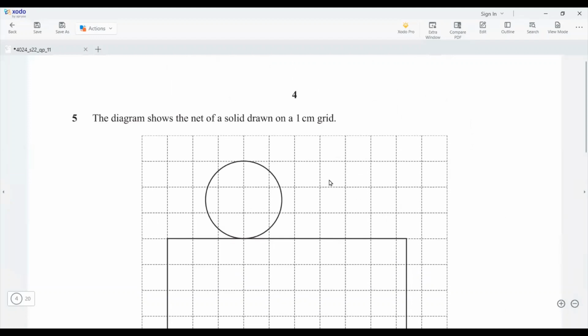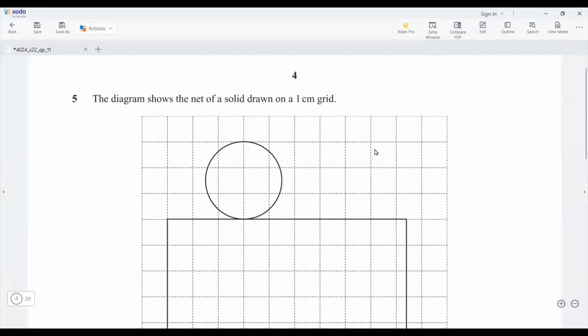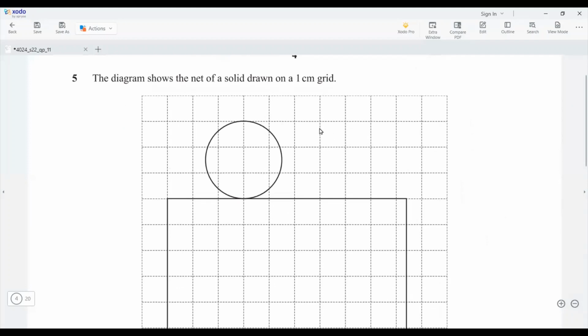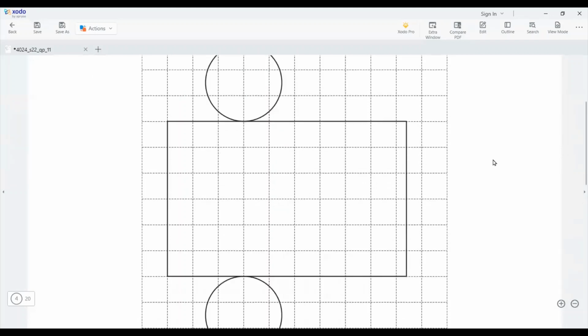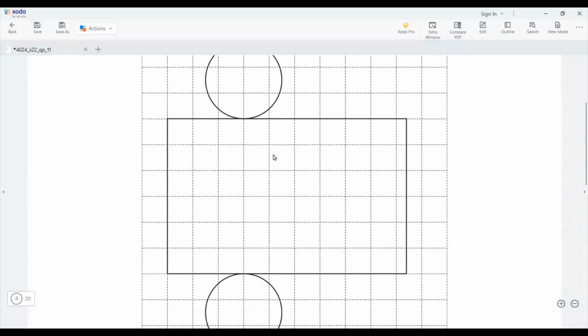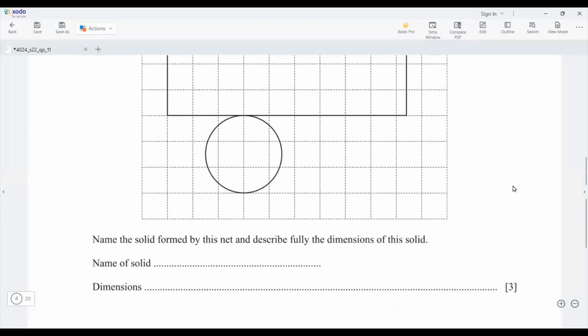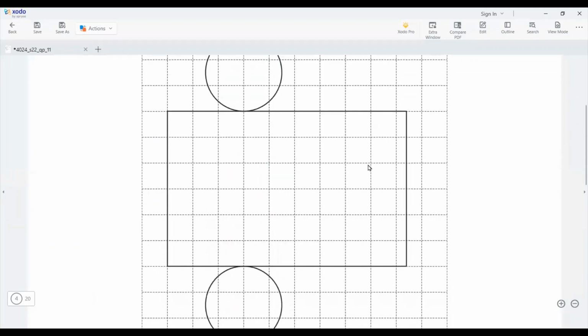In the next question, look at the diagram. The net of a solid is given, and basically one box represents 1 centimeter. So look at the diagram. There are 2 circles and 1 rectangle. So the very first part of this question is that we have to name the solid. The solid which is having 2 circles and 1 rectangle, if we fold it, it becomes a cylindrical shape.